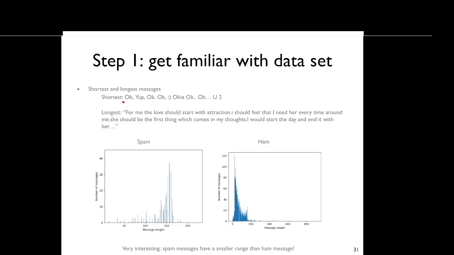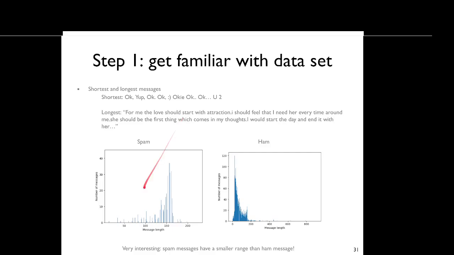But how about very long messages? Actually, the longest I found was this one. For me, the love should start with attraction. I should feel that I need her every time around me. She should be the first thing which comes to my thoughts. Interesting question, romantic, very, very long. It actually goes on and on for quite a bit. And there I would also say, if you just show that to me without telling me whether it's ham or spam, sentences are well formed, grammar is fine, the contents is fine, reasonable reasoning, that looks to me like ham. And in fact, it is ham.